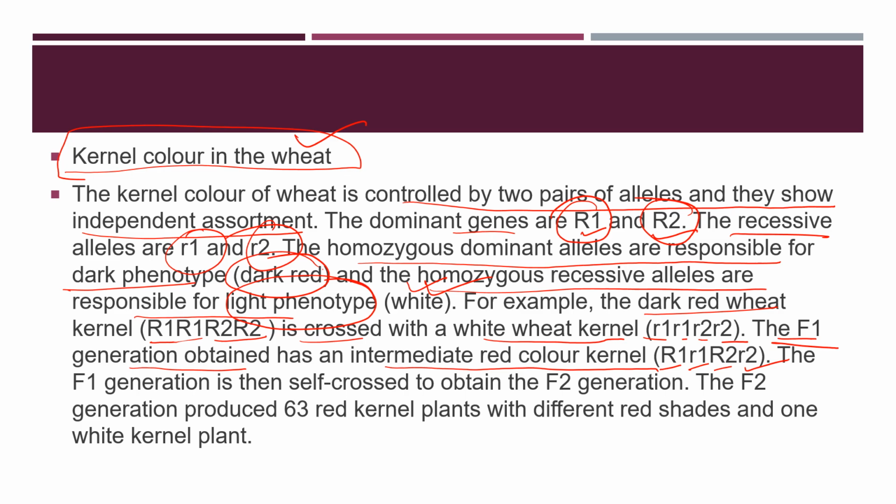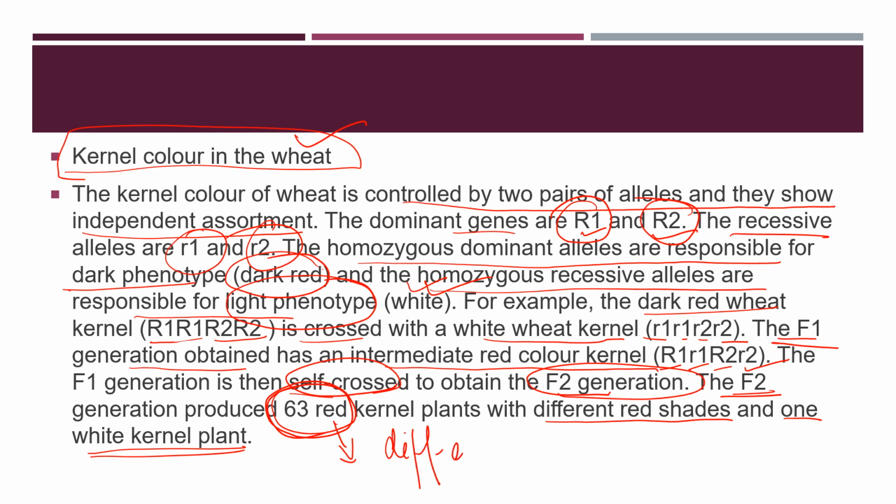So the F1 generation is again self crossed as in Mendel to obtain the F2 generation, and the F2 generation produced 63 red kernels with different red shades and one white kernel. So these 63 red kernels had different variations. So different variations in red had happened. So that showed that there is a polygenic or a cumulative effect of these genes on the kernel color of wheat, and only one white kernel was there. Is it clear? So let us see the diagram of the wheat kernel.